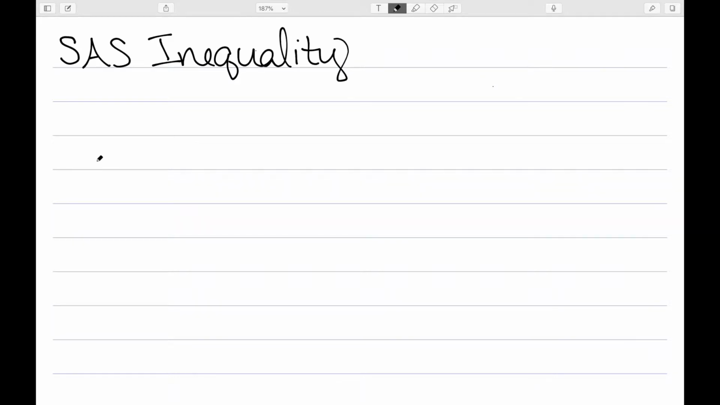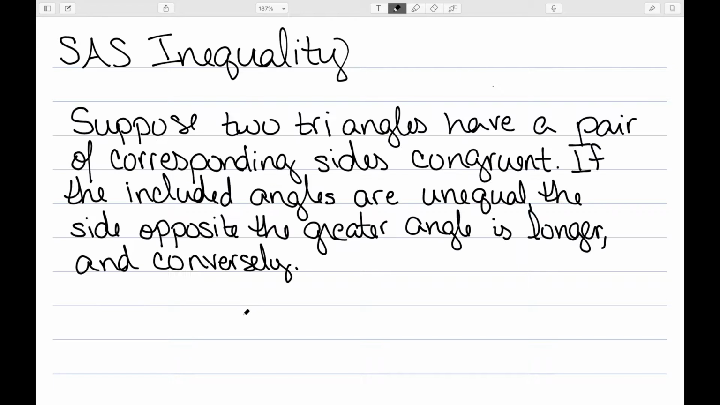I now want to consider what is known as the SAS inequality. Let's suppose we have two triangles that have a pair of corresponding sides congruent. So I'm going to go ahead and draw these two triangles down here. Here's one and the other. Not perfectly drawn to scale, but that's okay.